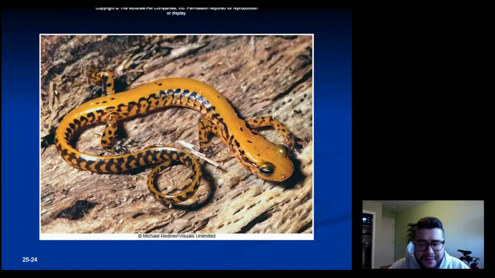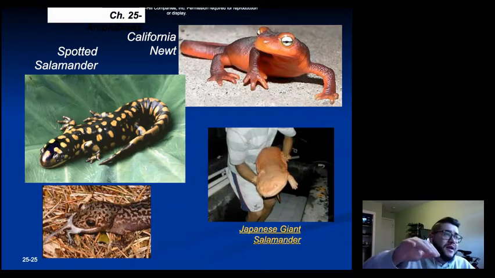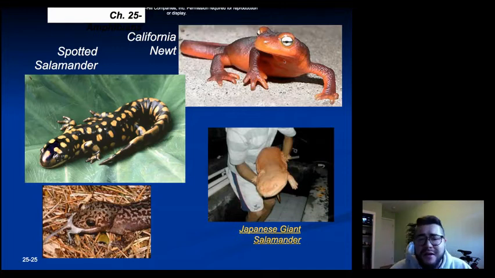Here is a salamander. And I'm going to show you a couple other examples. Spotted salamander. Some of you have probably seen the California newt. The California newt actually migrates through Pleasanton at a certain time of the year. So it migrates and makes its way from Southern California range up through the Pleasanton area all the way up to Oregon, where it mates and then comes back down.